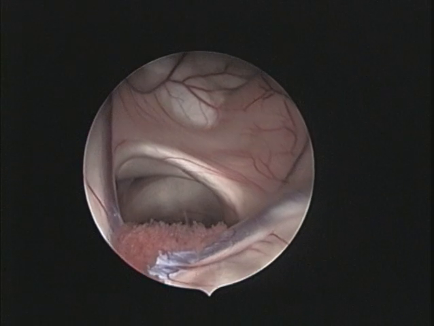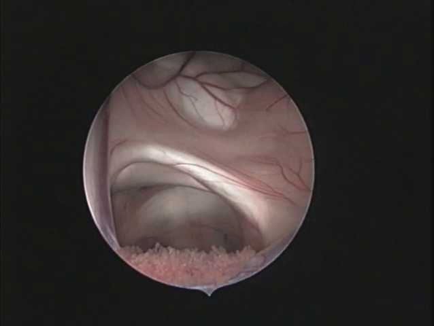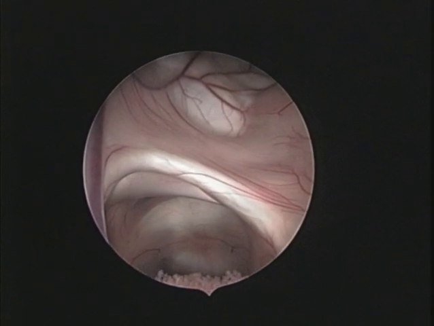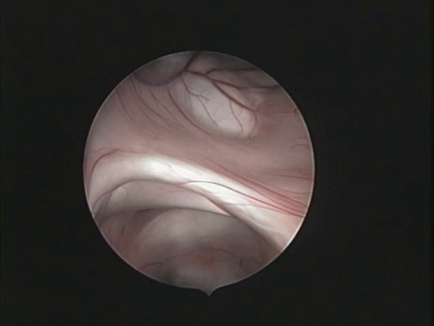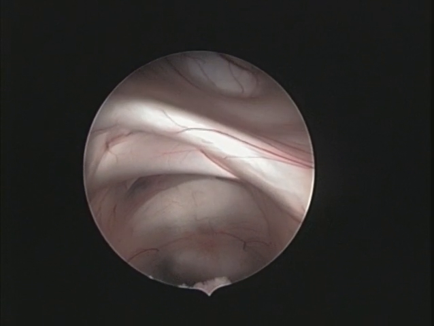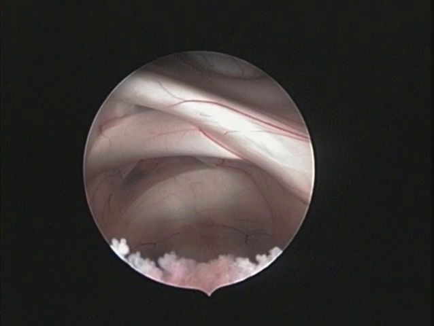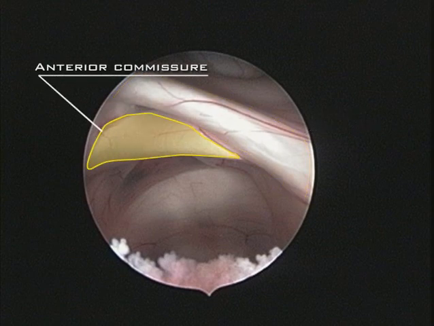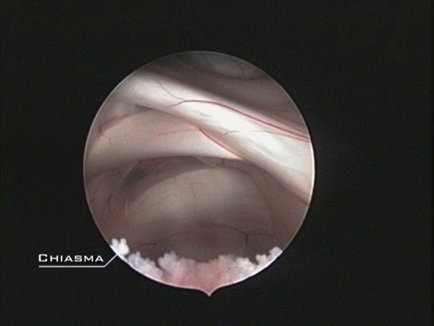Next, passing through the interventricular foramen of Monro, the endoscope is carefully inserted into the cavity of the third ventricle. The anterior pillars of the fornix constitute the anterior boundary of the foramen of Monro. Directly underneath, the anterior white commissure is visible. In the deepest part of the ventricle, the optic chiasm is already visible.